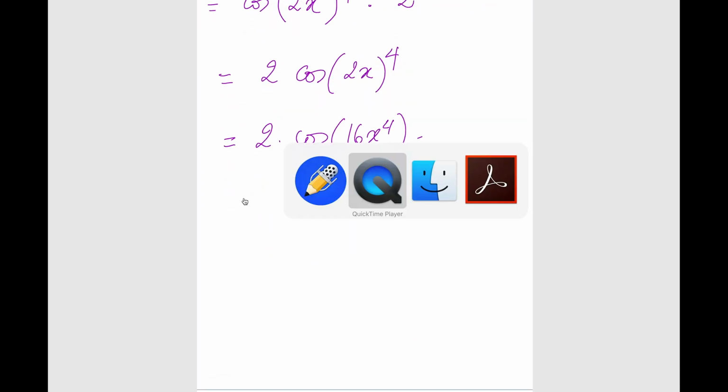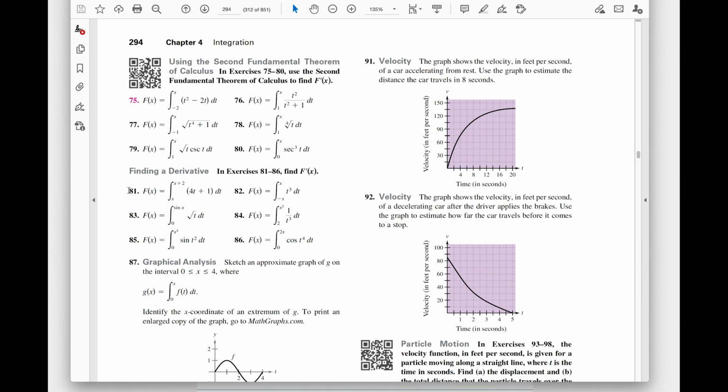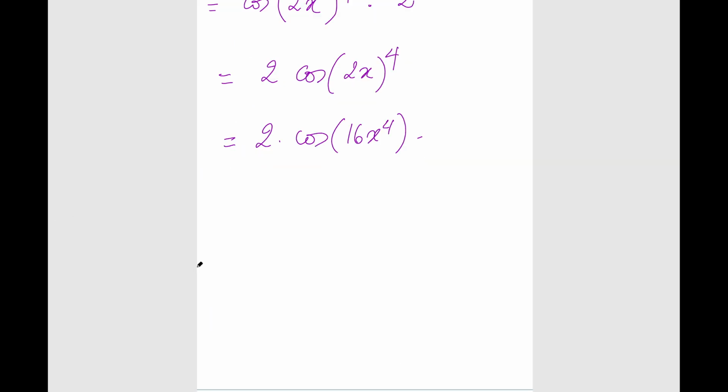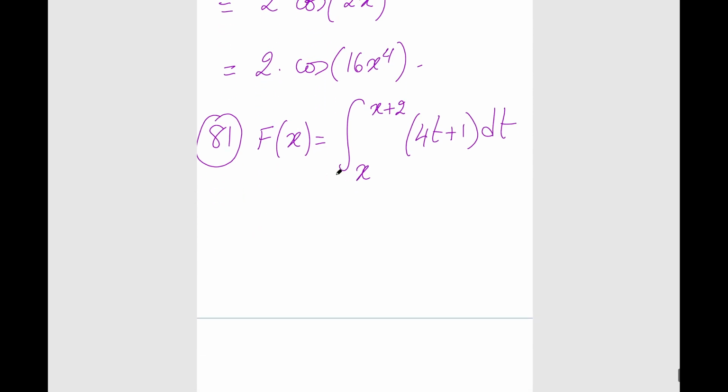All right, let's do one last one. How about 81? Okay, so I still have to differentiate this function. f of x equals the integral from x to x plus 2 of 4t plus 1. So 81, f of x is the integral from x to x plus 2 of 4t plus 1 dt. As you see here, I have x plus 2. I don't have the format of the fundamental theorem of calculus part 2. What I'm going to do is split this, because if you remember the fundamental theorem of calculus part 2, let's go back there one more time.